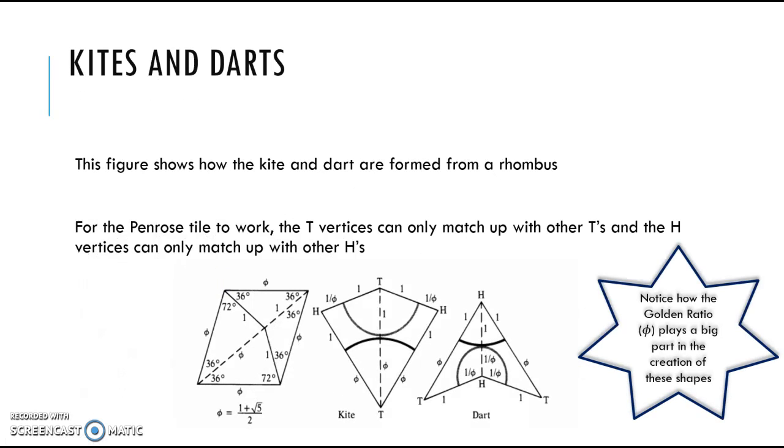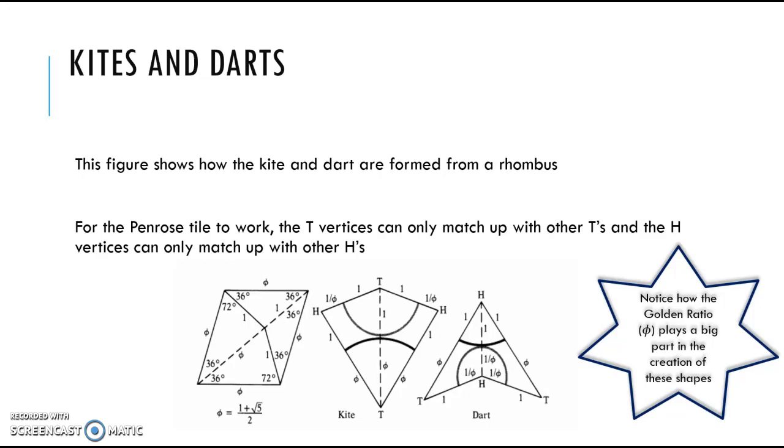So what we see is that we can take a rhombus and show 2 other shapes called the kite and the dart. And these are really, really neat, and they can form their own tiles. And so for the Penrose tile to work, we have to label the kite and the dart with basically T's and H's, kind of like heads and tails, where T's can only line up with T's and H's can only match up with other H's. So part of your homework is basically to create and sketch out a rhombus, a kite, and a dart.